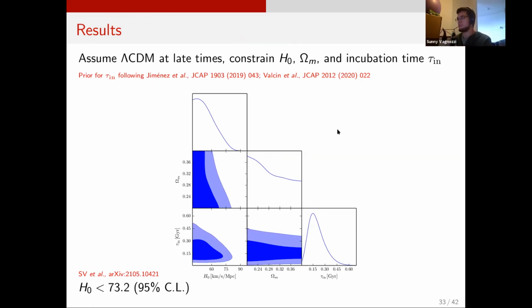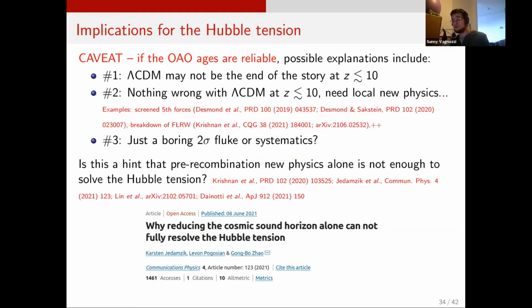If we take this seriously, what is it telling us? Again, with the huge caveat that these ages are very hard to estimate, if we take this result seriously, there could be 3 possible interpretations. The most boring interpretation is that this is simply a fluke or a systematic. You know, one should not get too excited about 2 sigma events.